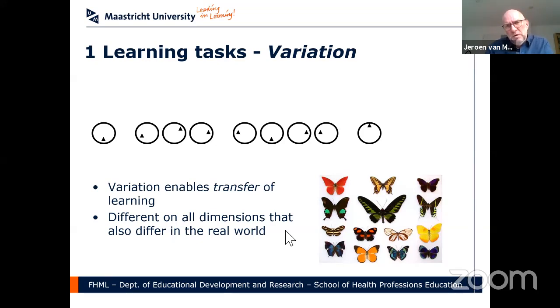And only when learning tasks in a course or a curriculum are different from each other, our learners can develop abstract, general cognitive schemas, cognitive representations that allow them to work on new, unfamiliar tasks.